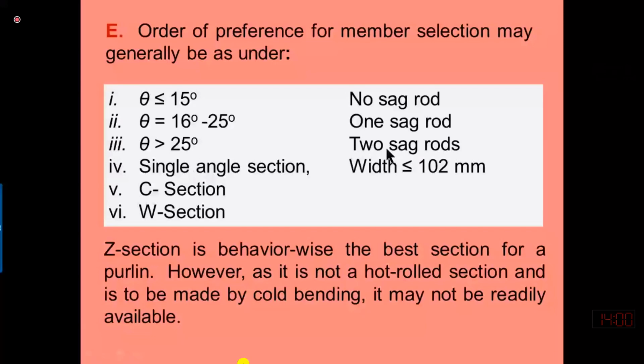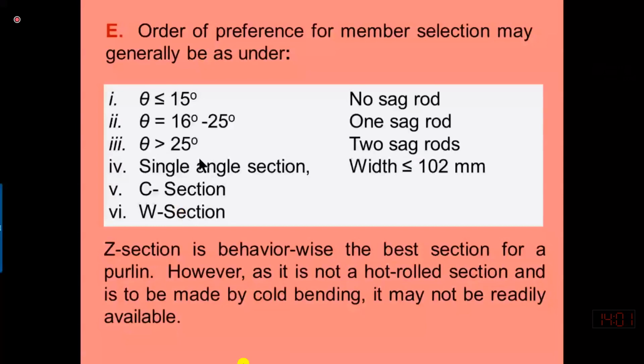So at the start, we know the angle. We will try to select a single angle section as a purlin using an appropriate number of sag rods. If the single angle is not satisfactory, then we can go for a channel section. And if the channel section is also not sufficient, then we can go for a W section. But for your practice class, you will design the purlin by considering both the single angle section and the C section, using the appropriate number of sag rods.